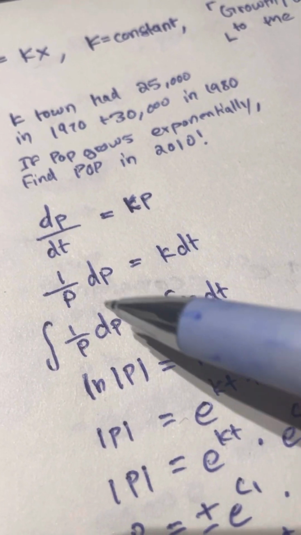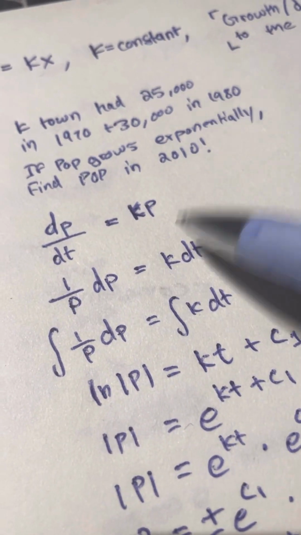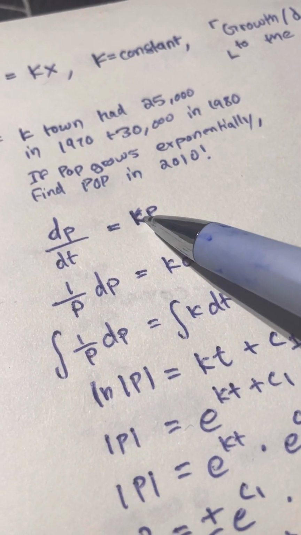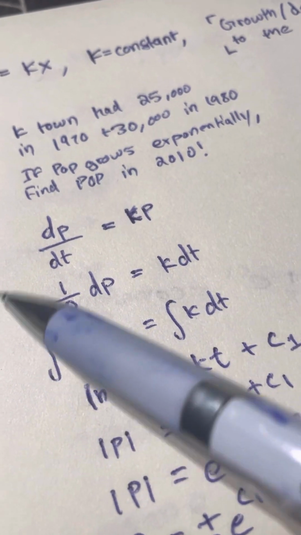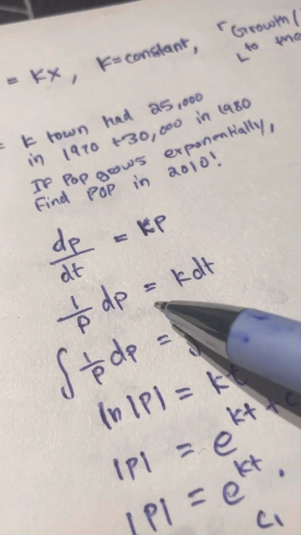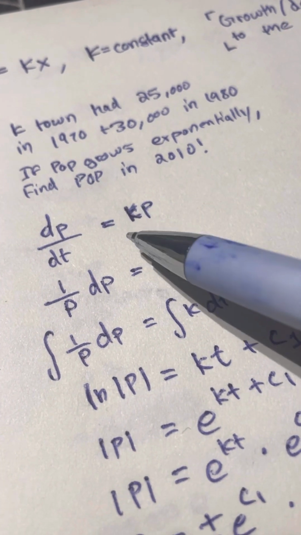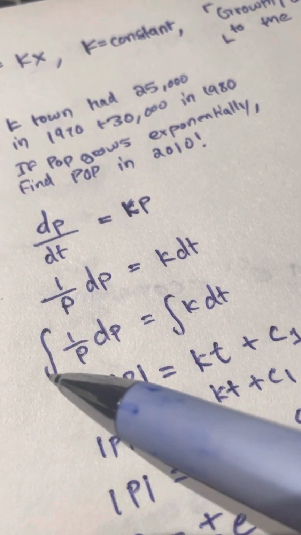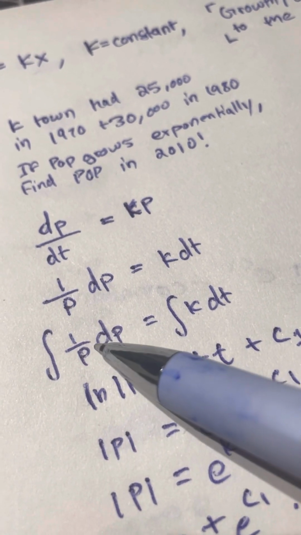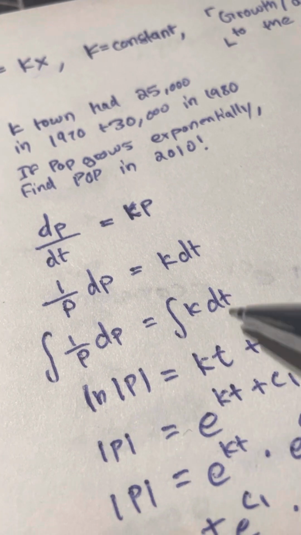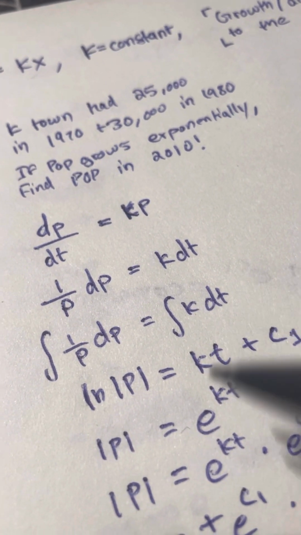So we can separate these, get the p to the left side and dt to the right side. Remember we divided by p, so we move it to the left side, and we have 1 over p dp equal to k dt. So we take the integral of this: the integral of 1 over p dp is equal to the integral of k dt.